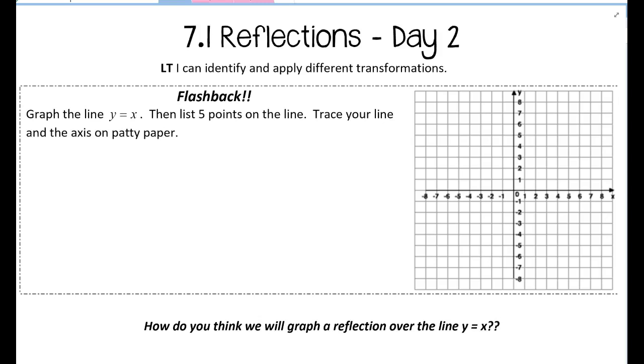We're still in section 7.1. We're going to be talking about reflections again. This is day 2 of reflections. So let's go ahead and graph the line y equals x.